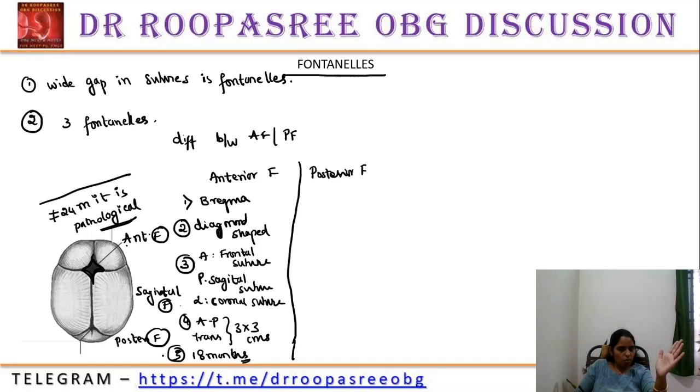Now we'll come to the posterior fontanelle. By seeing only, you can see. The posterior fontanelle is also known as lambda or the lambdoid point. This is bregma. This is lambda. This is diamond shaped and now you can see it is a triangular shape.